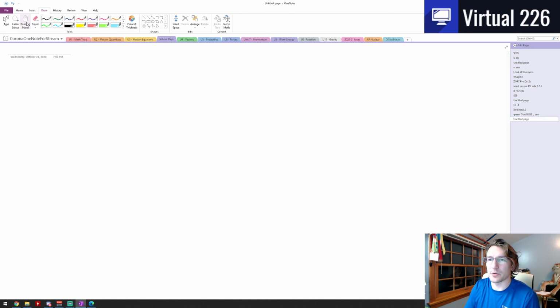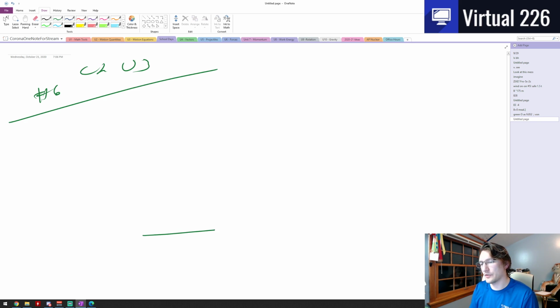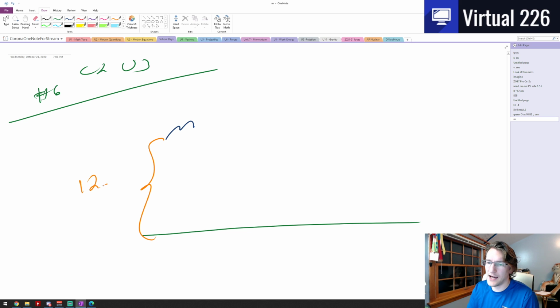So you need a seagull problem. Okay, here's how you do it. This is the number 6 of C2 from Unit 3. So here's the ground for the seagull problem, and the seagull is 12.5 meters in the sky.